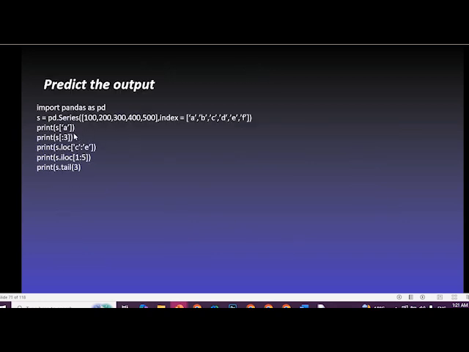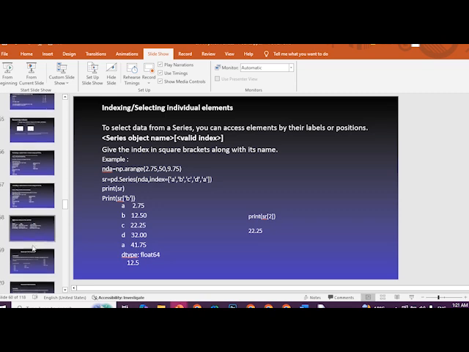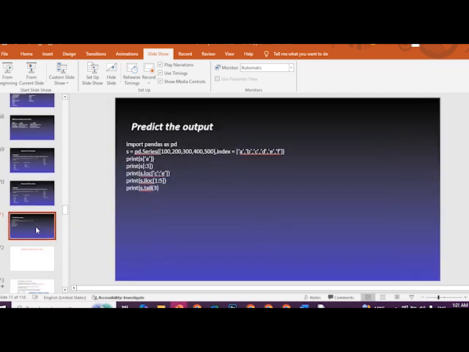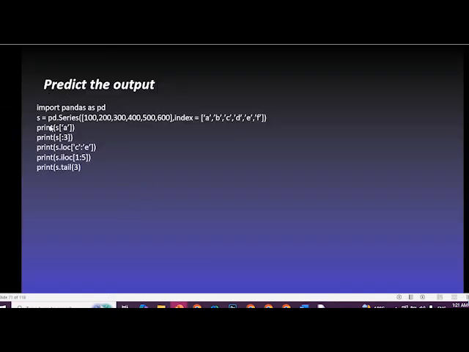Now let's predict the output of this. Here a series is created. Here there is a correction. One more value should be there, otherwise it will throw an error. So here pd.Series 100, 200, 300, 400, 500, 600. Here also it is 6, so it is fine.